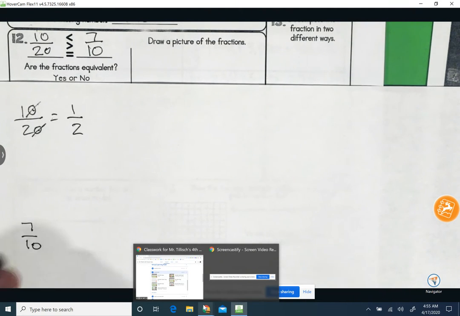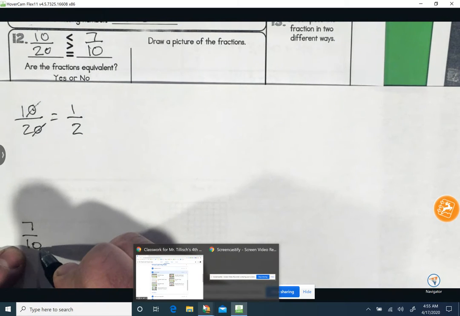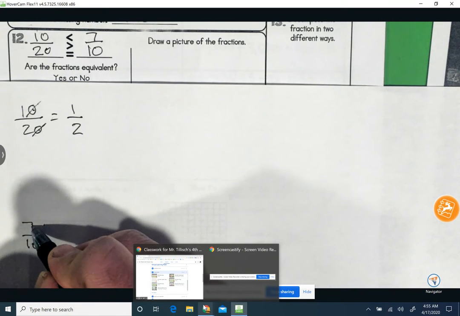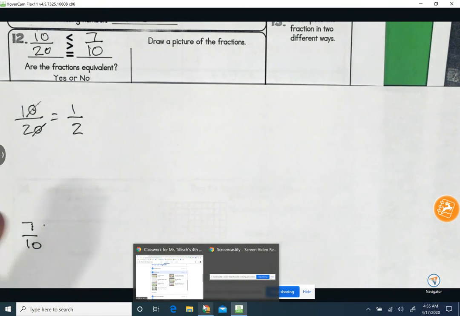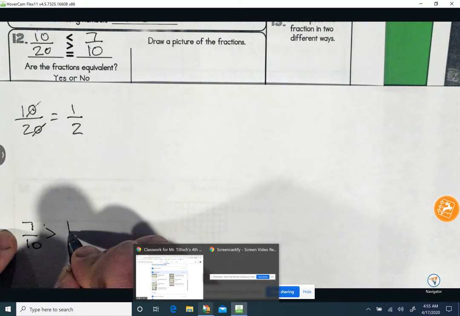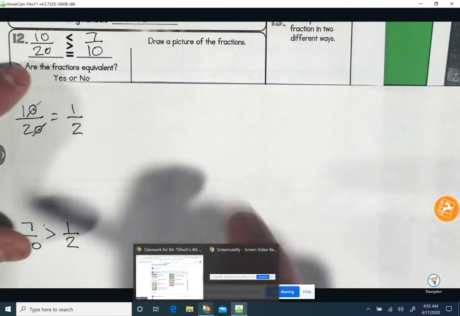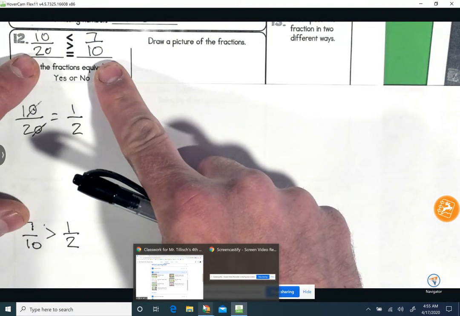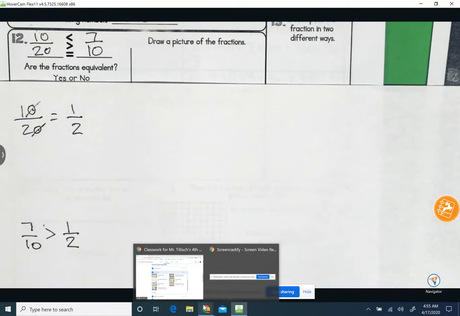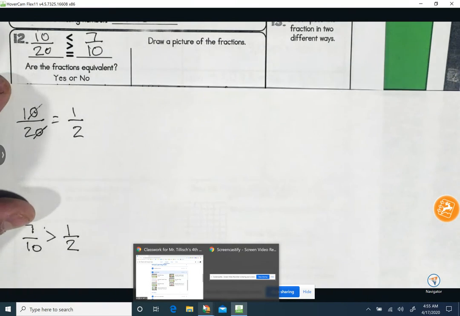Well, ask yourself, is 7 half of 10? 10 divided by 2 gives you 5, right? So if 10 divided by 2 gives you 5, your top number is greater than 5. That makes 7/10ths greater than 1/2, right? So what we can do now is look at our original fractions, 10/20ths and 7/10ths, and we can determine which one is larger, and we can determine immediately that these fractions are not equivalent.